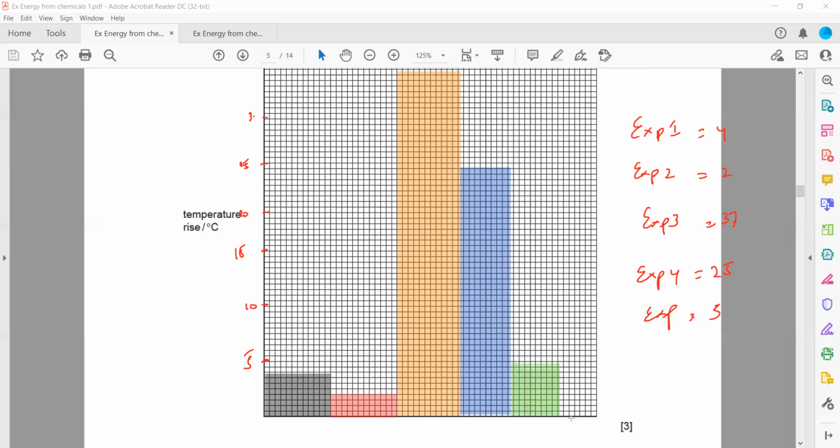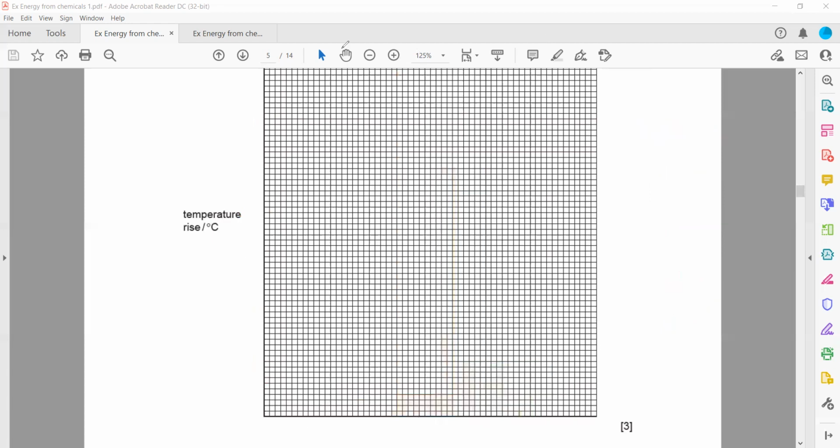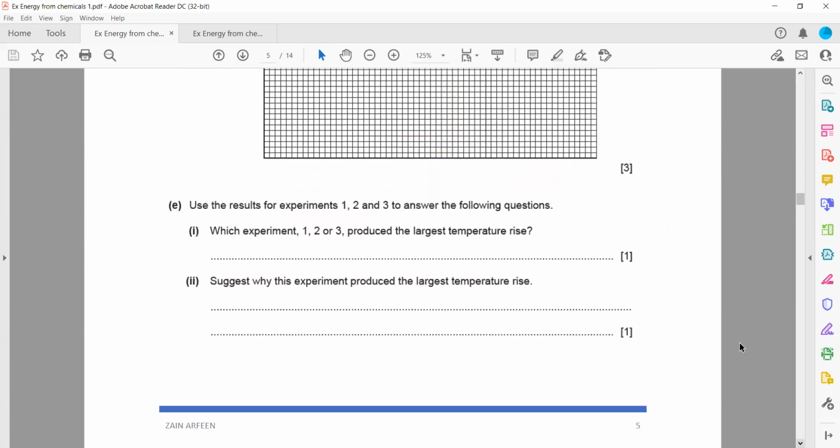So this is how we sketch, and we have to label, like you have to mention, this part is experiment 1, experiment 2, experiment 3, experiment 4, and experiment 5. So this is a bar chart for representing the change in the temperature for 5 different reactions.